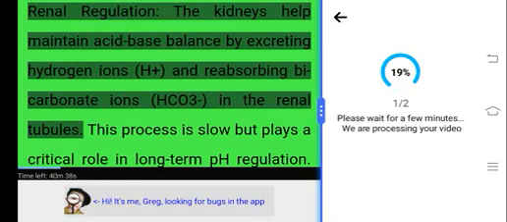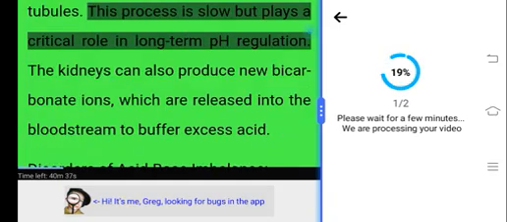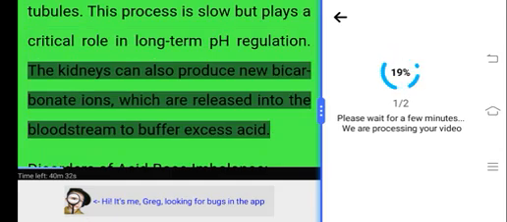Renal regulation. The kidneys help maintain acid-base balance by excreting hydrogen ions, H+, and reabsorbing bicarbonate ions, HCO3, in the renal tubules. This process is slow but plays a critical role in long-term pH regulation. The kidneys can also produce new bicarbonate ions, which are released into the bloodstream to buffer excess acid.